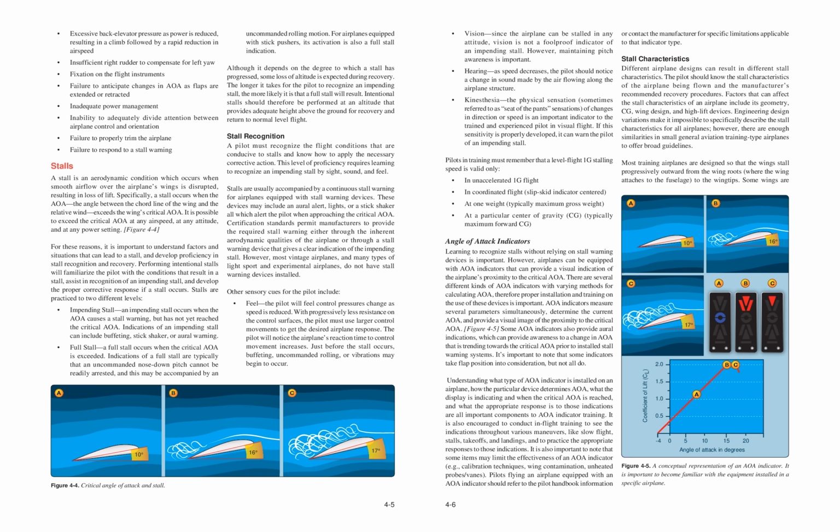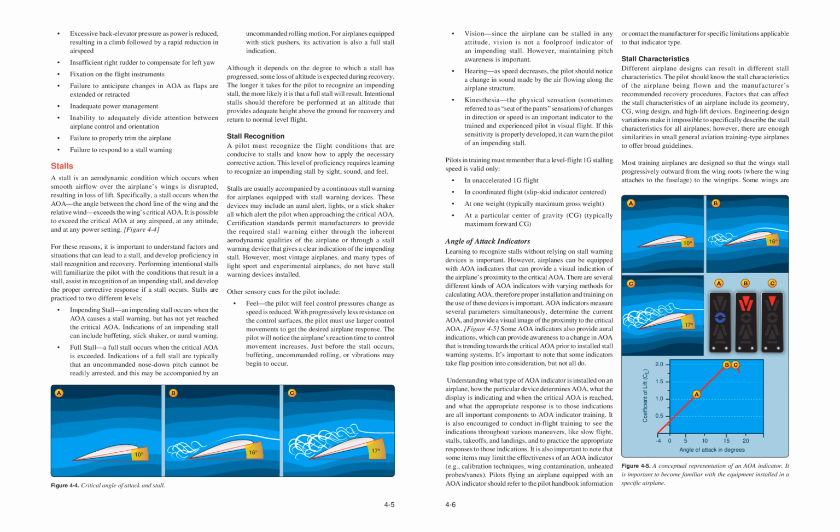Pilots in training must remember that a level flight 1G stalling speed is valid only in unaccelerated 1G flight, in coordinated flight, slip-skid indicator centered. Most training airplanes are designed so that the wings stall progressively outward from the wing roots, where the wing attaches to the fuselage, to the wingtips. Some wings are at one weight, typically maximum gross weight, at a particular center of gravity, CG, typically maximum forward CG.